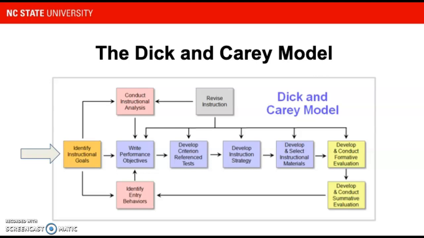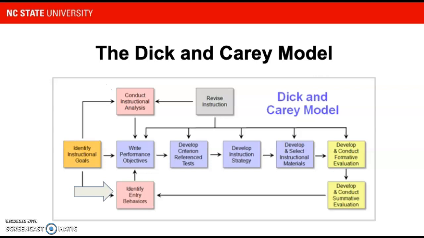Stage 1 is the instructional goals. The first step is to figure out these instructional goals. This means that you are able to identify what it is the students need to learn. Instructional analysis is the second step. This means you are determining the skills that your students will need to learn what you plan to teach them.